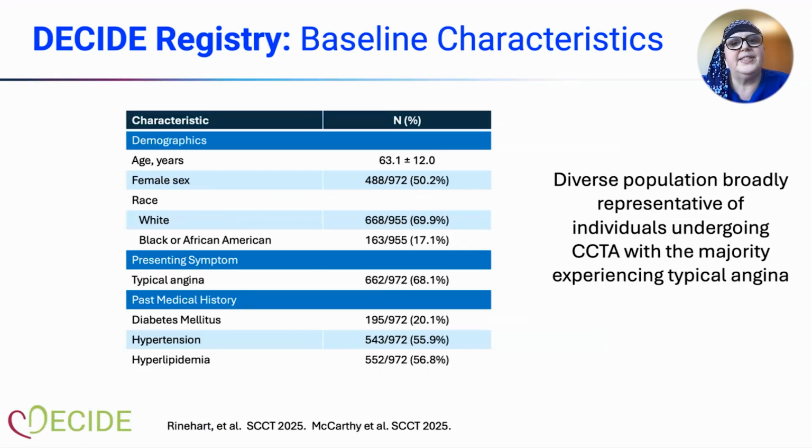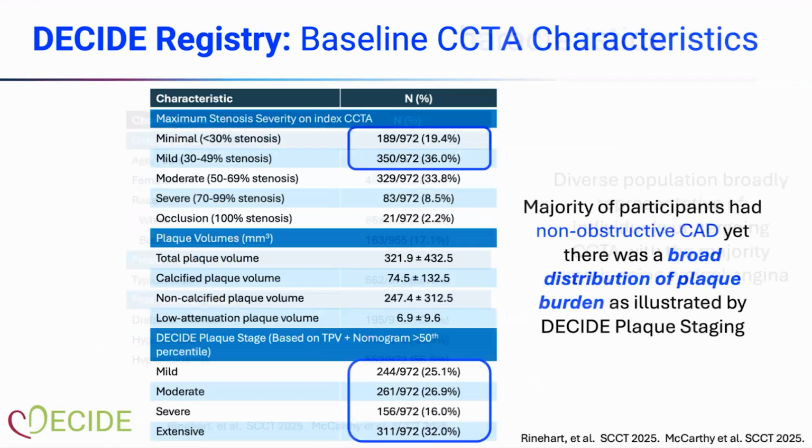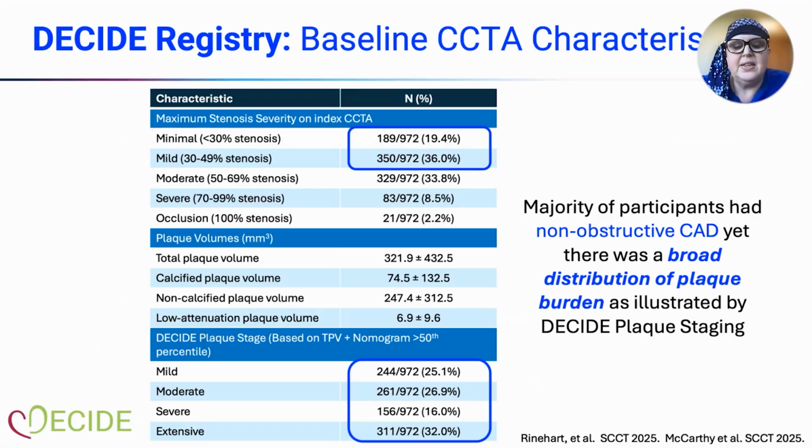When we look at the DECIDE registry, we see a very diverse patient population with 50% women, and most of these patients were experiencing typical angina. When we look at the DECIDE registry and the CT characteristics, they are quite interesting in that more than 50% of these patients actually had non-obstructive disease. But the overall total plaque volume for this patient population was quite high at over 300, which is associated with a higher risk of an event.